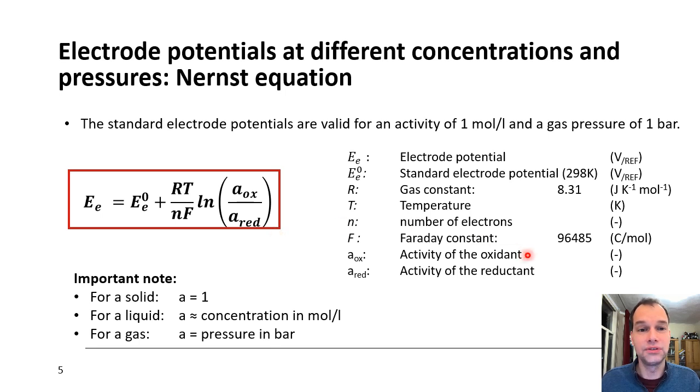Now, I would like to remark that this Nernst equation is only to determine the dependence on pressure and concentration, not on temperature. And the reason why I say that is because there is a temperature in here, but we should also keep in mind that the standard electrode potential is at 298 K. If you go to another temperature, that potential will change. So that's important to remember.